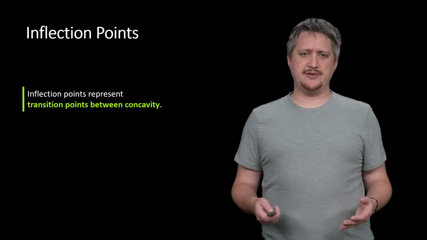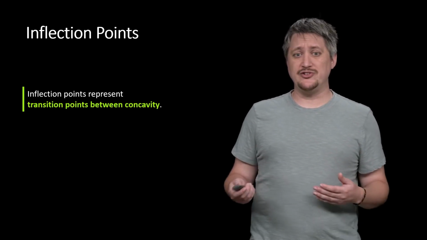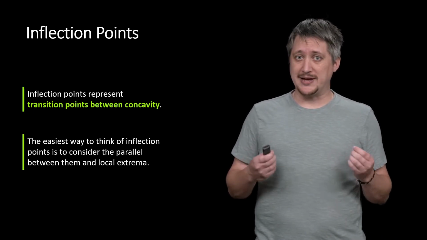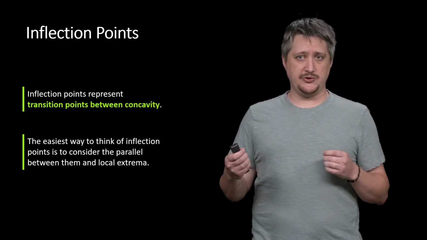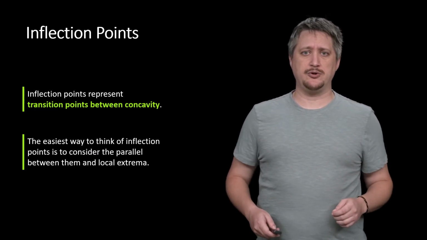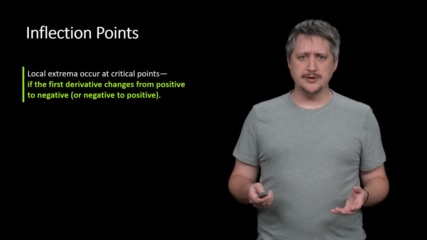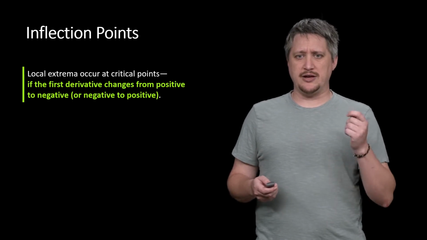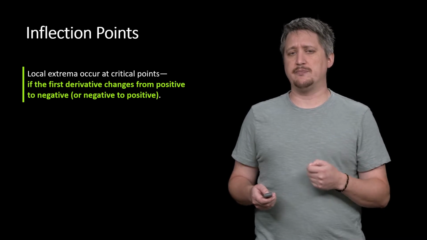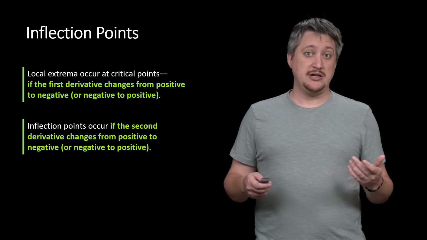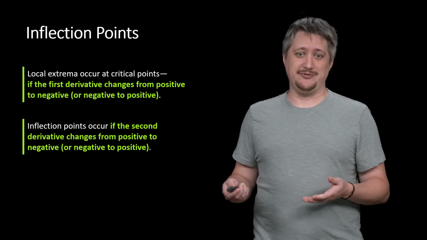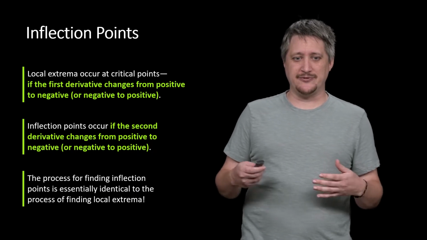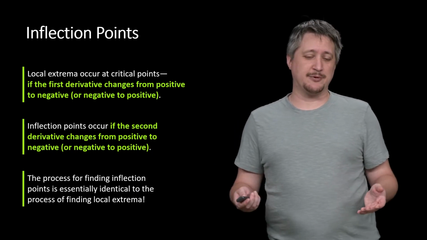So inflection points. Remember, inflection points represent this transition point between concavity, right? The easiest way to think about them when we're trying to do the mechanical part is to consider the parallel between them and the local extrema example. When we were doing local extrema, we said local extrema occur at critical points, but really we want to know they occur if the first derivative changes from positive to negative or negative to positive. Inflection points occur if the second derivative changes from positive to negative or negative to positive. So essentially the process for finding inflection points is identical to the process of finding local extrema.